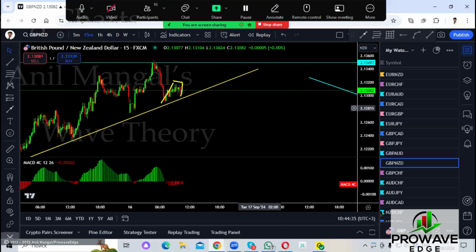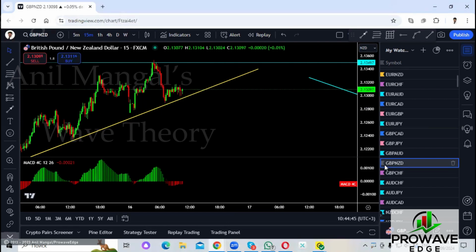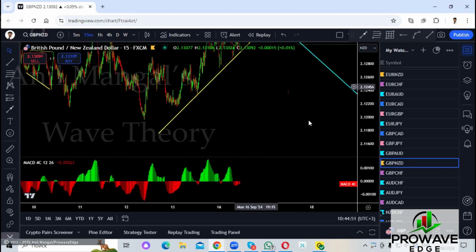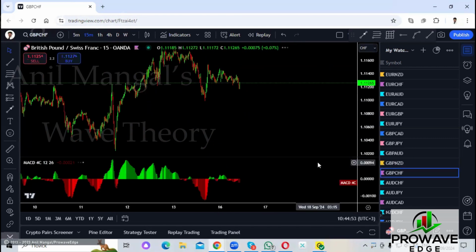You don't want it to go too high. You want it to stay within this range. And then it's a sell setup. So go for the sell. Should this go higher, we'll just ignore it because the buy setup is not there. Bounce risk.